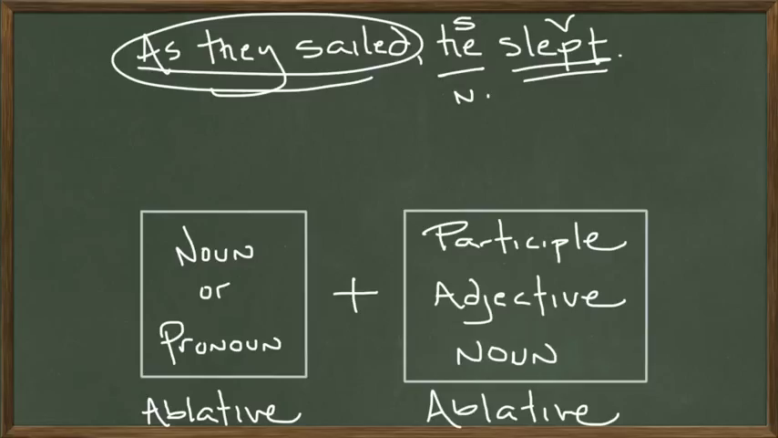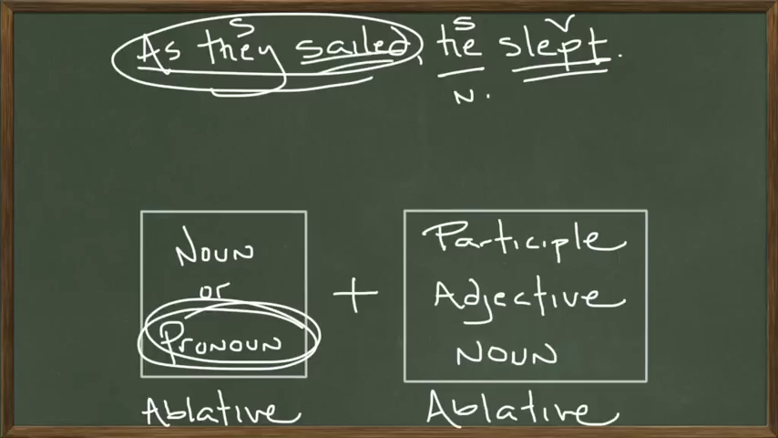As they sailed, he slept. As they sailed is the ablative absolute, and it's plural. There's our noun. It's actually a pronoun in this case, not a noun, sorry. There's our pronoun. And there's actually a verb. Okay? As they sailed. Now we're going to translate this sailed part, which in English is sailed, with a present participle in Latin. So this is an example where you could translate it a little differently.